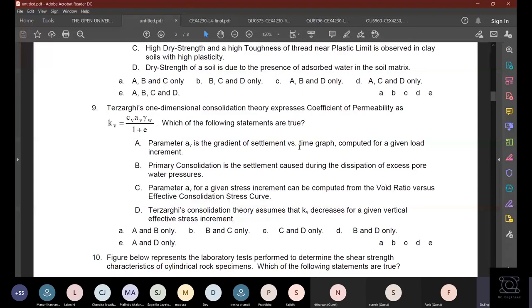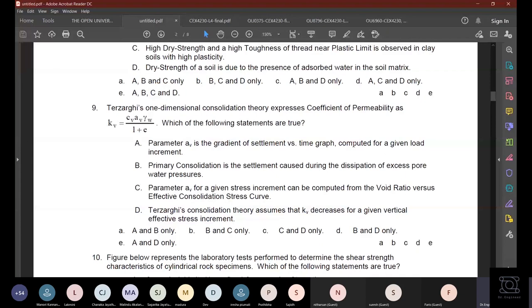Primary consolidation is the settlement caused during the dissipation of excess pore water pressure. Yes, we know that. Secondary consolidation is when there is a rearrangement in the particle matrix. When pore water dissipates, that is primary consolidation. Immediate settlement is when the air expels and the sample immediately settles. So B is correct. Parameter av for a given stress increment can be computed from the void ratio versus effective consolidation stress curve.